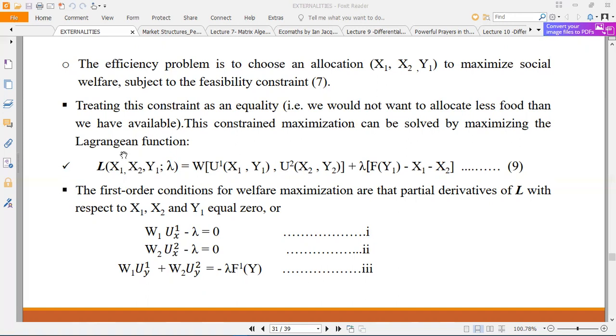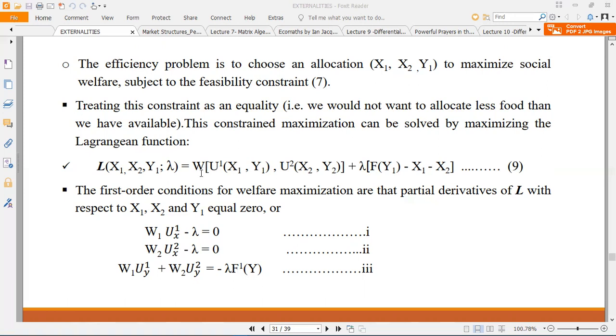Then we come to X2. Here we are differentiating L with respect to X2. So W with respect to U2 gives us W2. Then U2 with respect to X2 is going to give us U2X. Then on this side, minus lambda X2 will give us minus lambda. So this is equal to 0. Then we go to Y1.